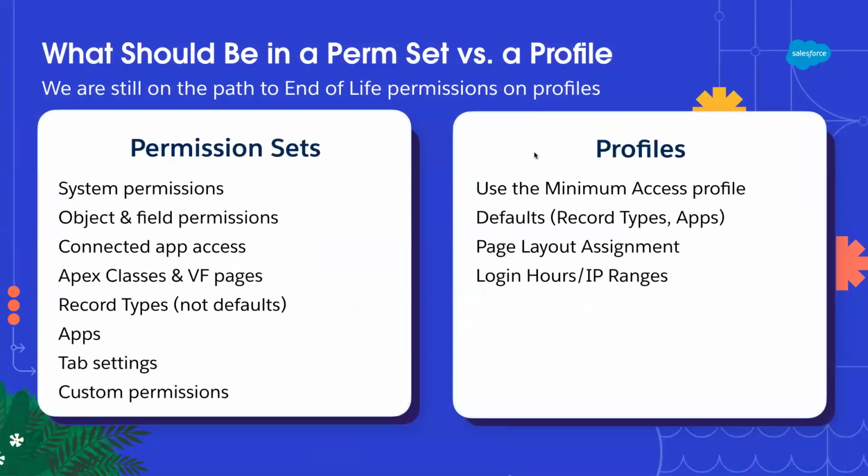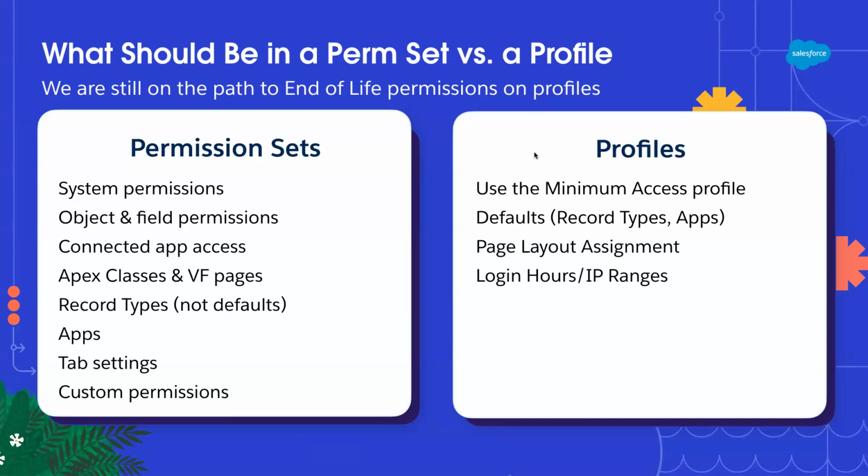So let's cover the first question. What belongs in a permission set and what belongs in a profile? Your permission sets should have your system permissions, your object and field permissions, your connected app access, your Apex classes and Visualforce pages, your record types, not your defaults, your apps, similar thing, not your defaults, tab settings and custom permissions, as well as other things within the setup and the access area.